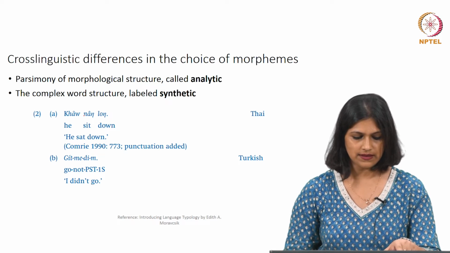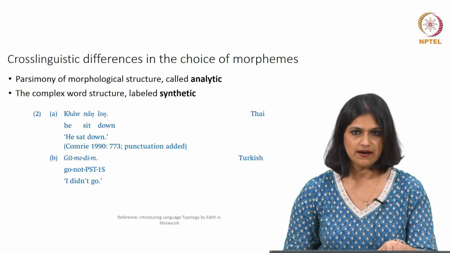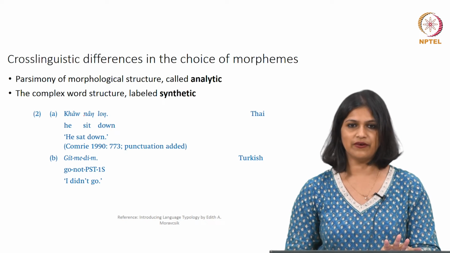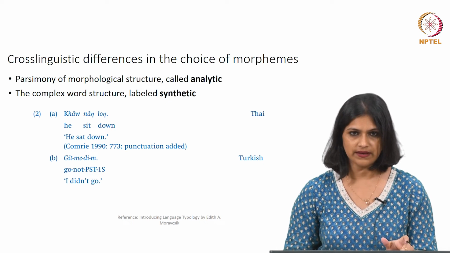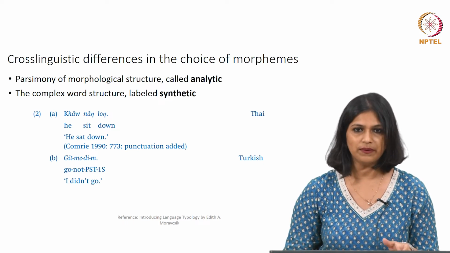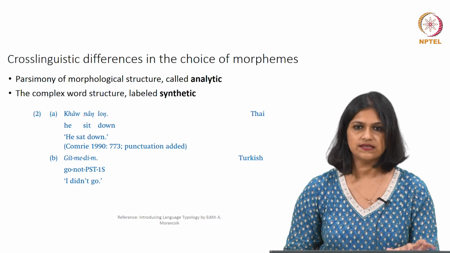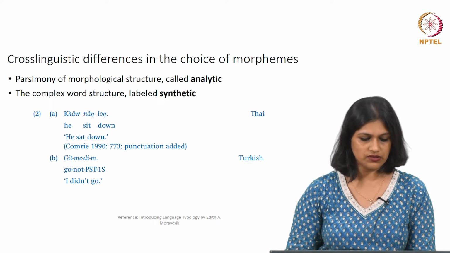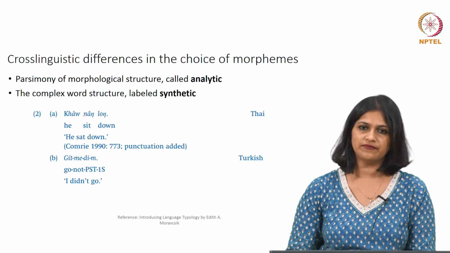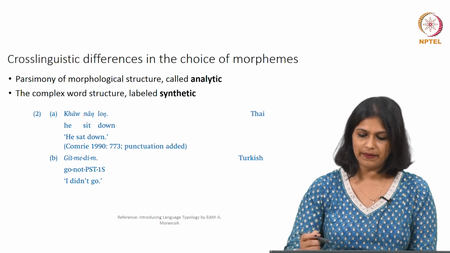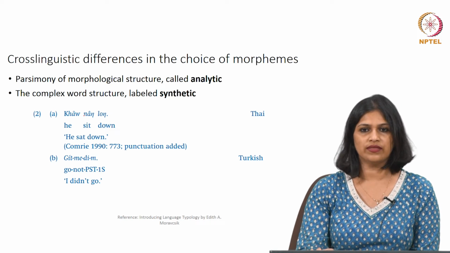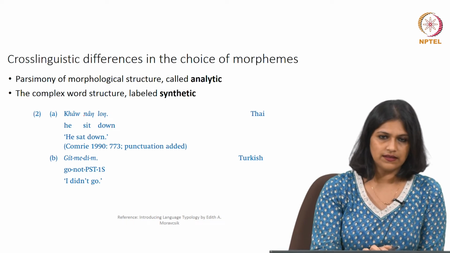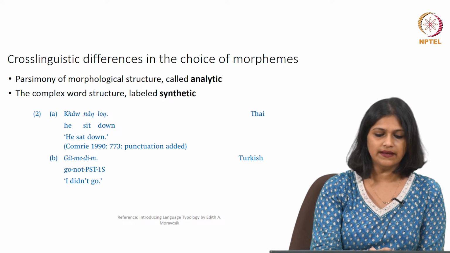So, git-me-d-m. There are 4 different morphemes in a bigger word, that is a complex word for sure, because this is a polymorphemic word. There are many morphemes given in just one word. So, what sort of difference do you see when you compare Thai data with Turkish? So, let us have a look at it carefully.